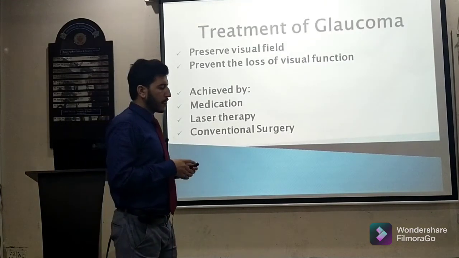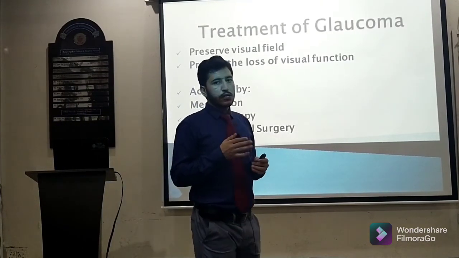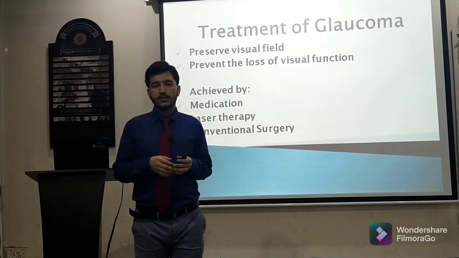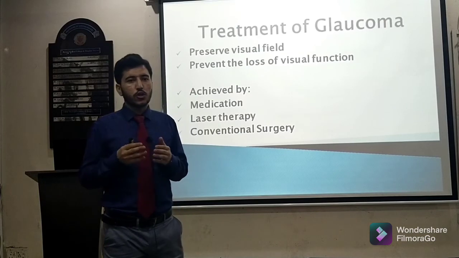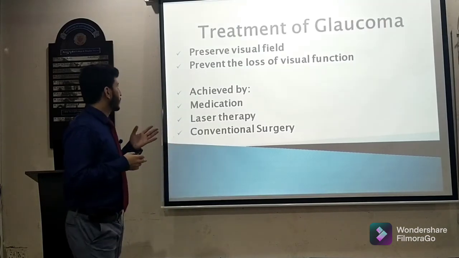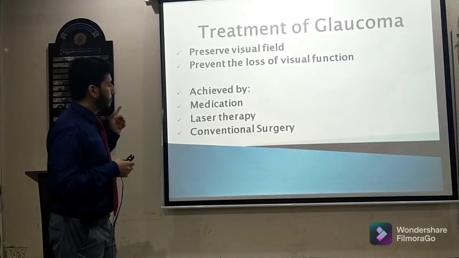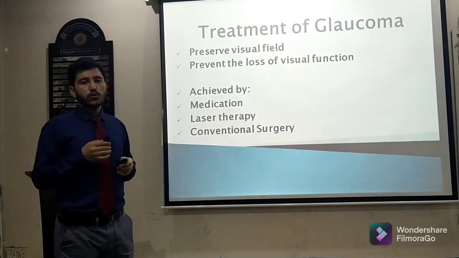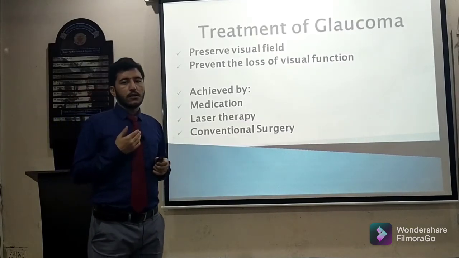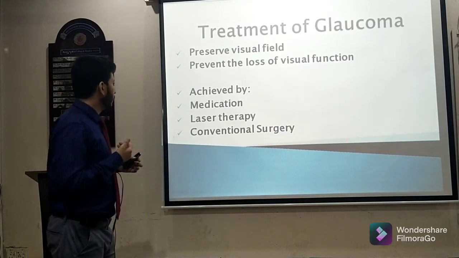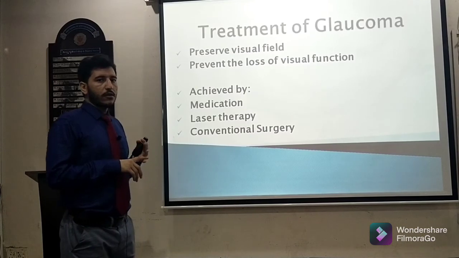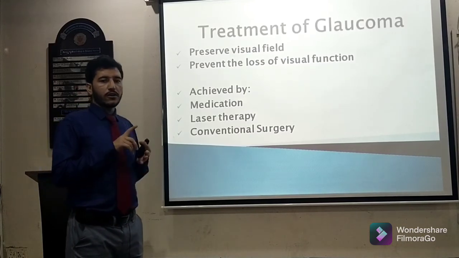Treatment of glaucoma. As we know, the treatment of glaucoma is beyond the scope of this presentation, but as a general goal, we have two goals in the treatment: preserve the visual field, or prevent the loss of visual functions. These two goals are achieved by medication, laser, or conventional surgery.